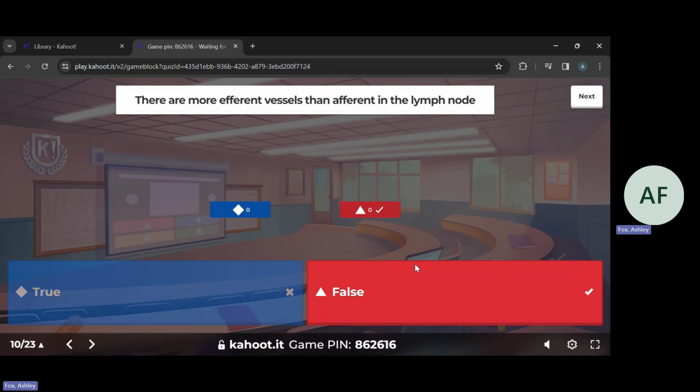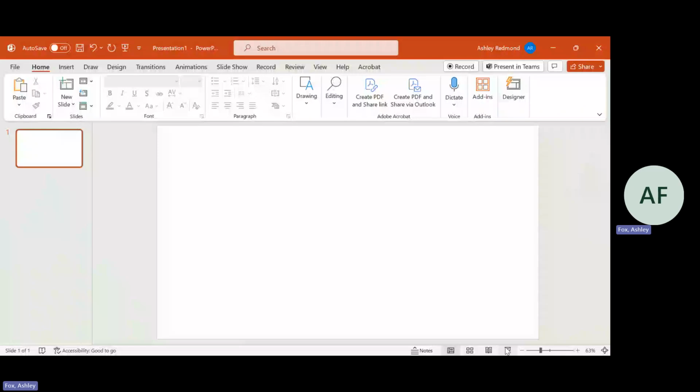So this is false. So again, remember the difference between afferent and efferent. So we're going to look at this again. Remember, efferent with an E is going to be exits. So efferent are going to be exiting the hilum of the lymph node. Afferent are the ones that are coming in.